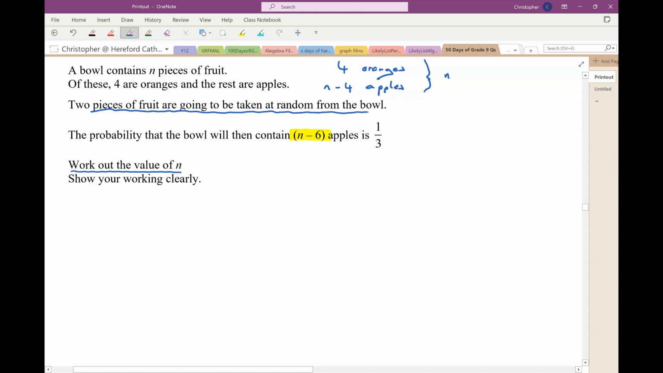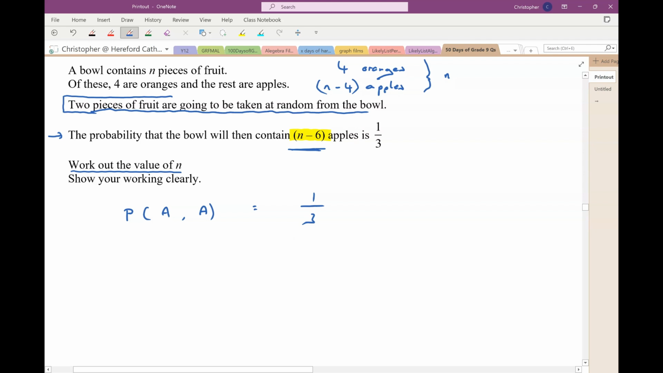Now, at the moment there are n minus 4 apples, and we're going to take 2 pieces of fruit out, and then the probability that there are n minus 6 apples is a third. So that must mean that we've taken out 2 apples, because there are n minus 4 originally, and now there are n minus 6 apples, 2 fewer apples. So what we're actually being told here is the probability of choosing an apple and then an apple is a third. So I'm wondering if we can use that to set up an equation.